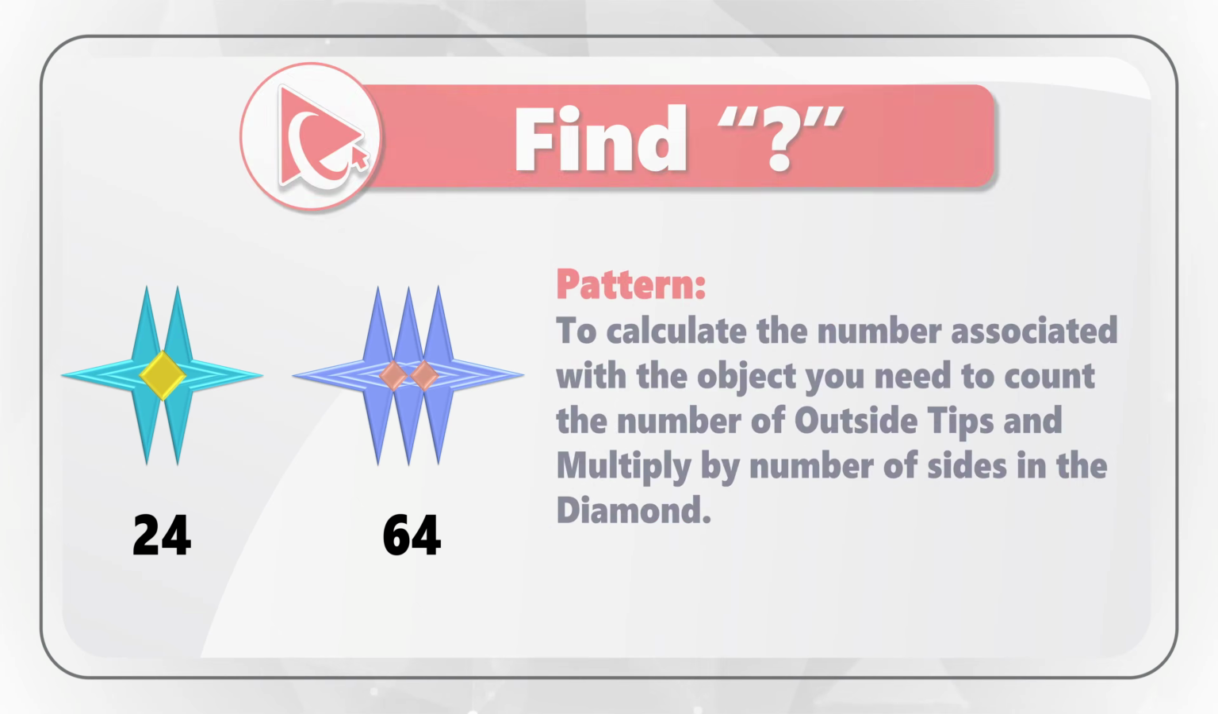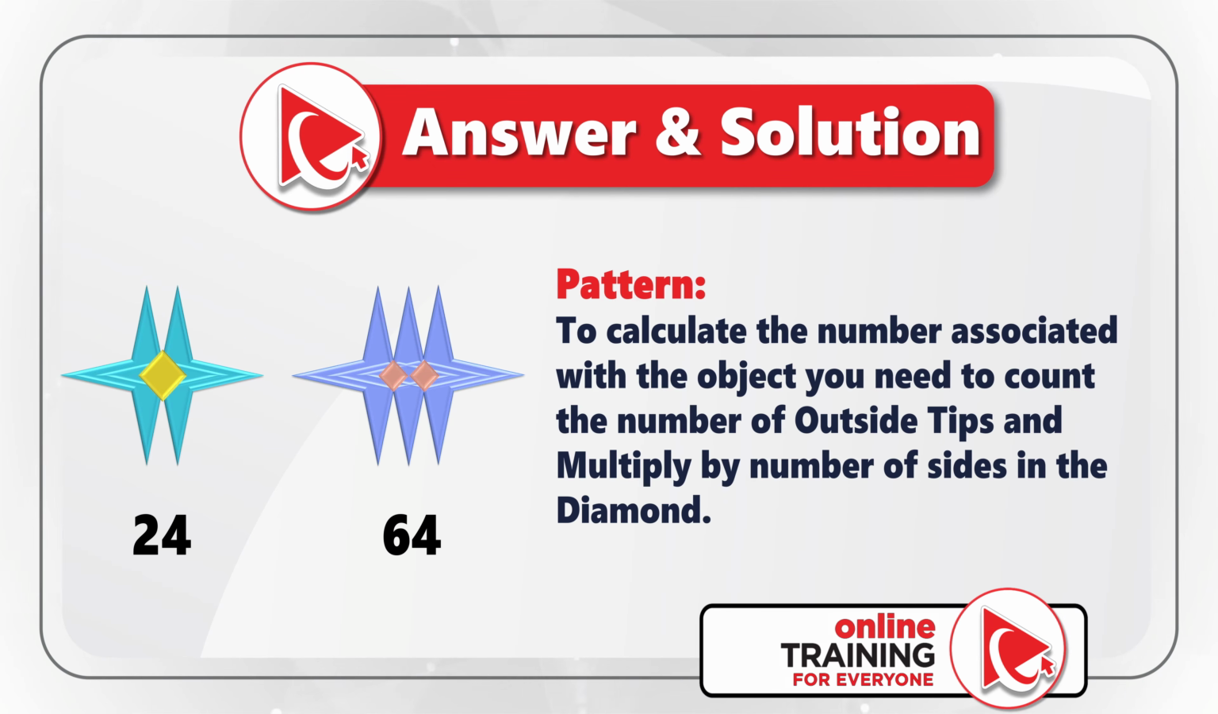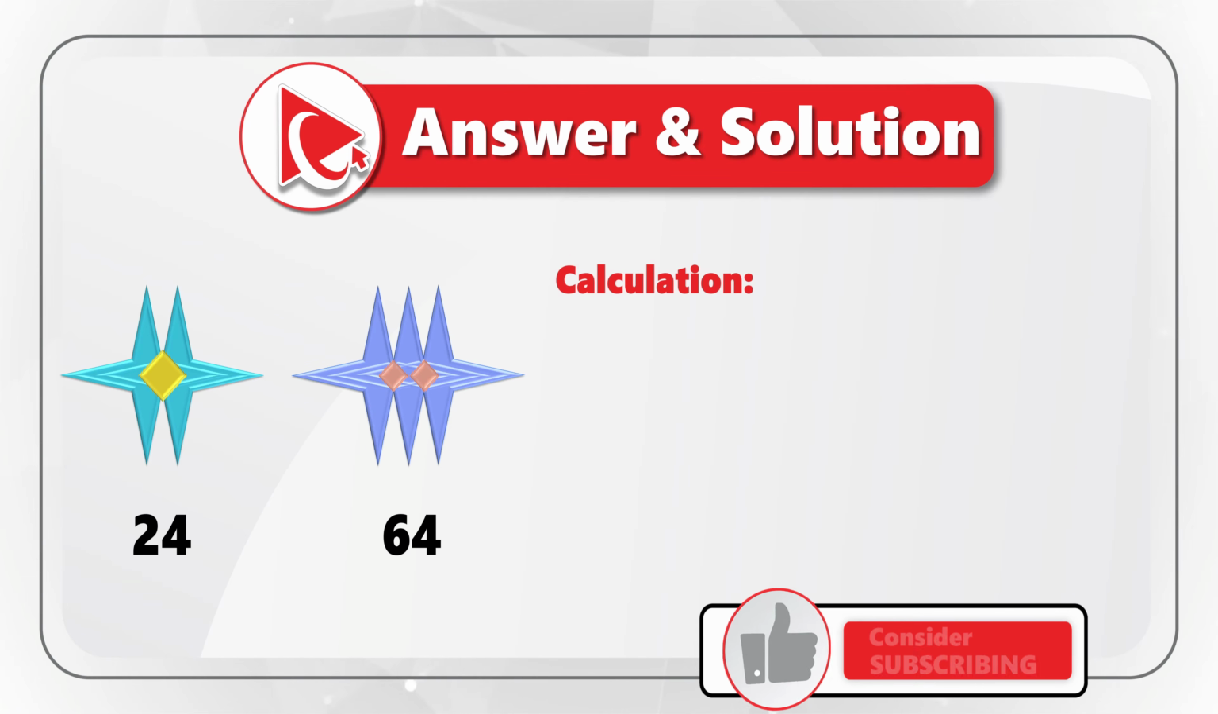As you might have guessed, the number is calculated based on the number of tips of the stars and the number of sides of the diamonds available in each object. Let's look at the example. The first set of blue stars has 6 tips. Let's count them. 1, 2, 3, 4, 5, and 6. And it only has 1 diamond, which is represented by 4 sides. 6 multiplied by 4 equals 24.